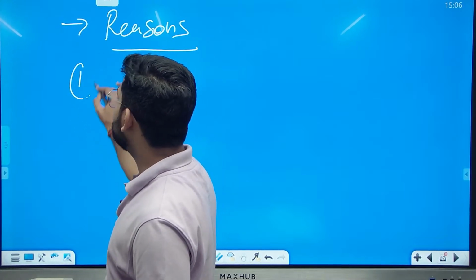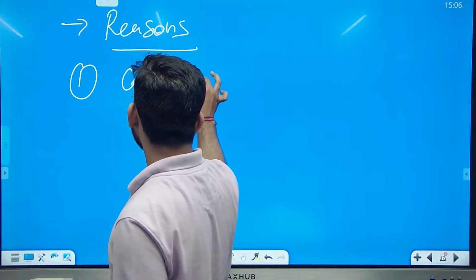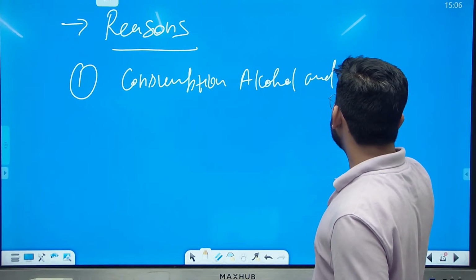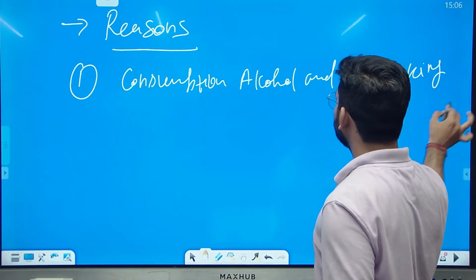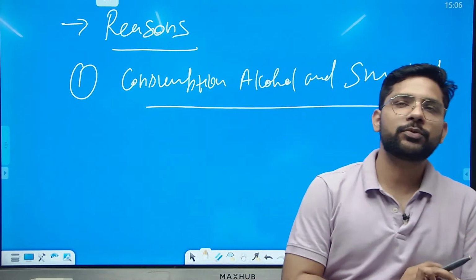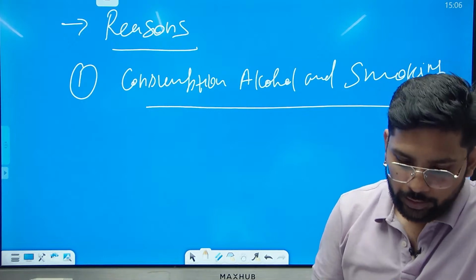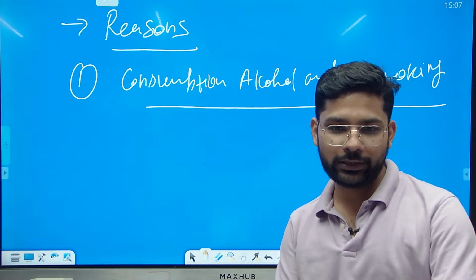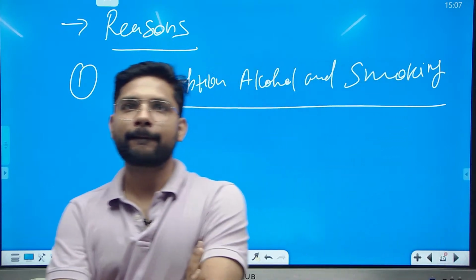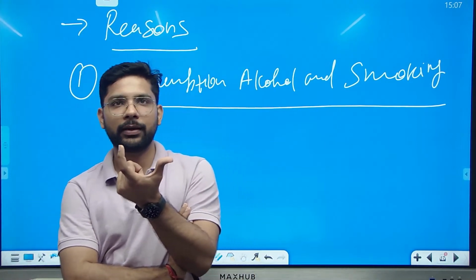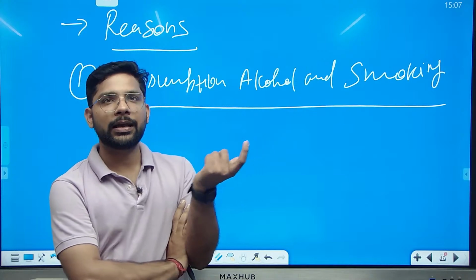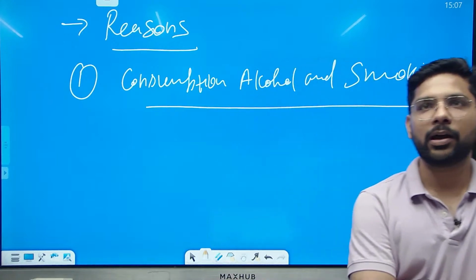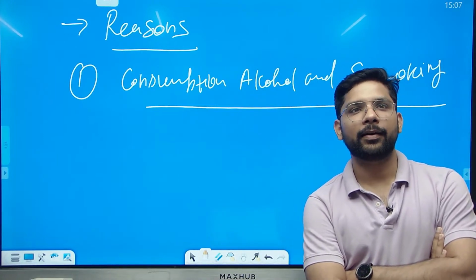The first reason: consumption of alcohol and smoking. The major reason, consumption of alcohol and smoking. Anybody having an idea? लिकर की बोतल पे लिखा होता है इट्स कोज कैंसर, like सिगरेट बॉक्स पे लिखा होता है specifically it will cause cancer, lung cancer specifically, एक फोटो भी बना होता है। अल्कोहल की बोतल्स पे लिखा होता है, any idea, anybody?